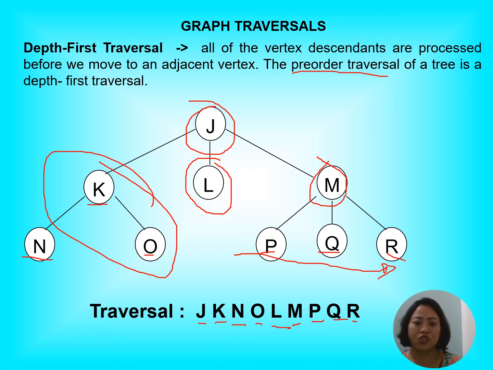So just like the pre-order, you're going to process first the root, and then left, right. And then the center, and then root, left, right. Root, left, center, and then right. Okay? Next.